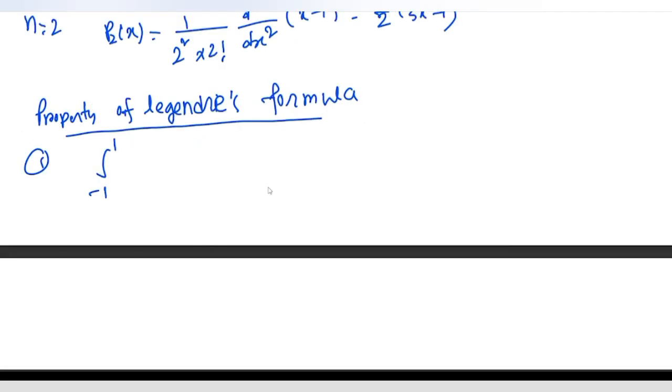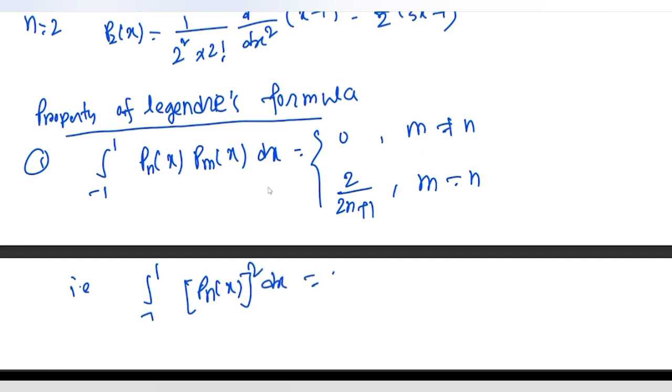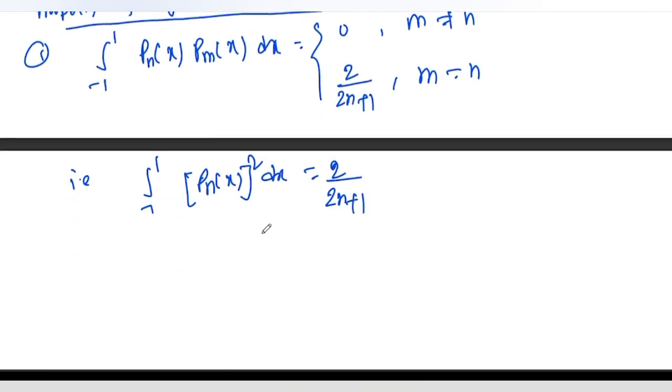The integral from minus 1 to 1 of Pn of x Pm of x dx equals 0 if m not equal to n, and if m equal to n, that is, we can say the integral from minus 1 to 1 of (Pn of x) whole squared dx equal to 2 over 2n plus 1. This is the important formula.